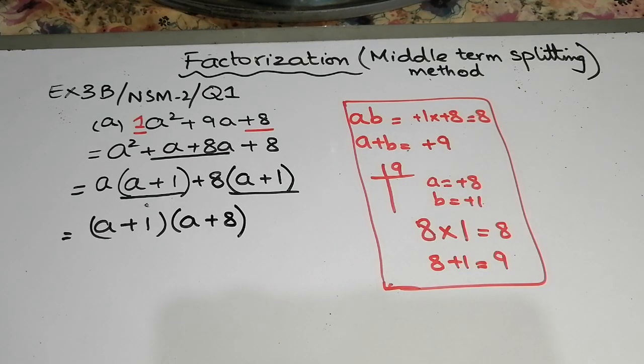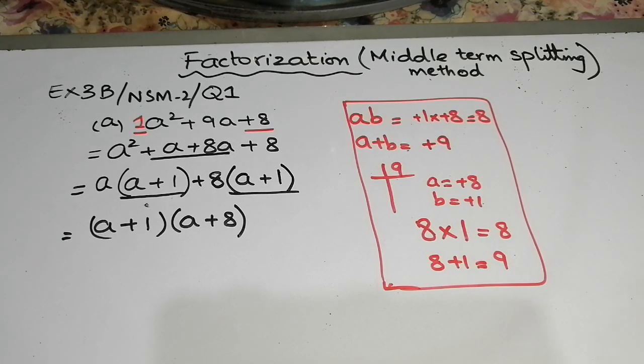So this is the answer. This is completely factorized now. If you want to recheck that my answer is correct or not, you can multiply the two terms. They are both binomials, a plus 1 and a plus 8. So multiply them and get the same question back.